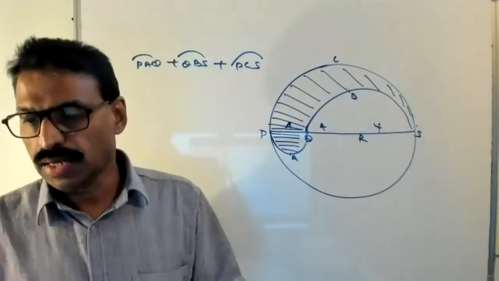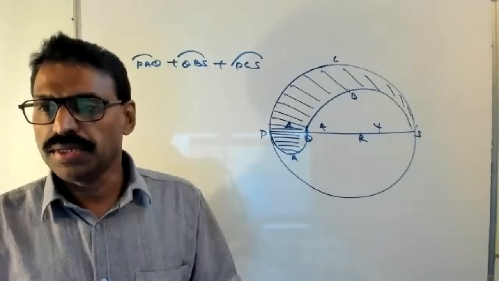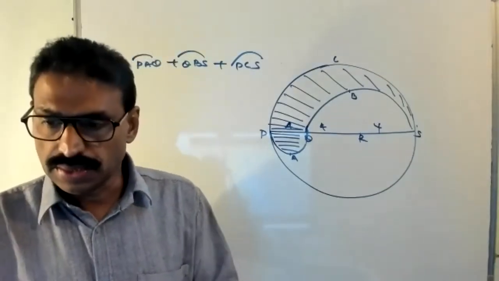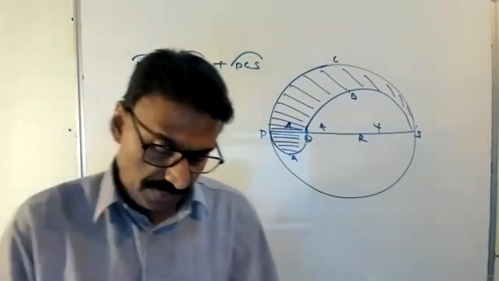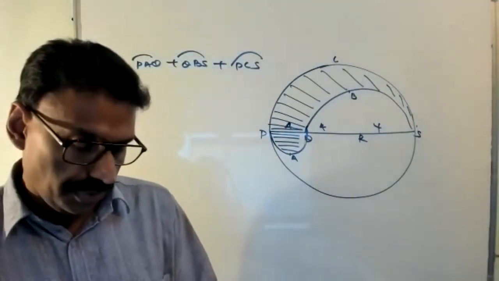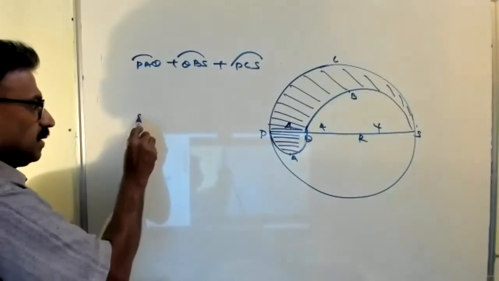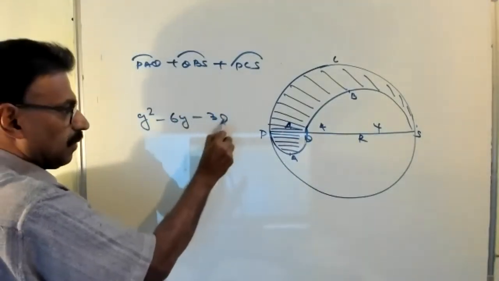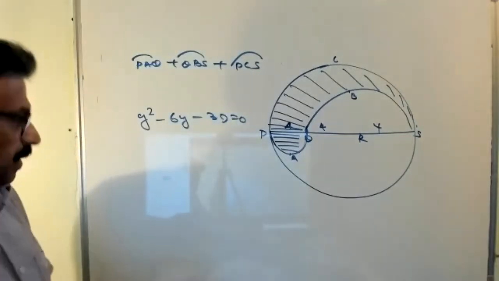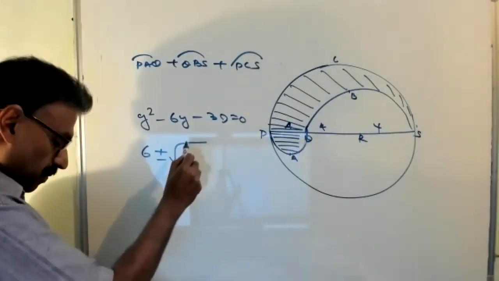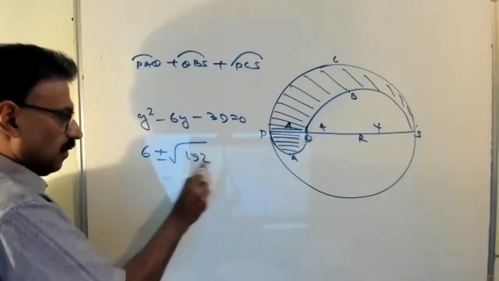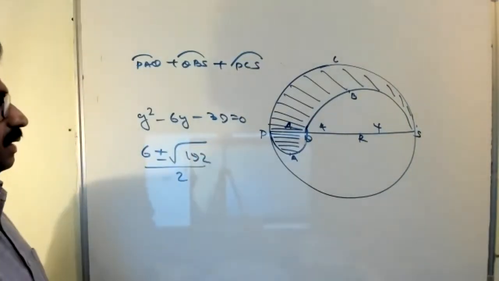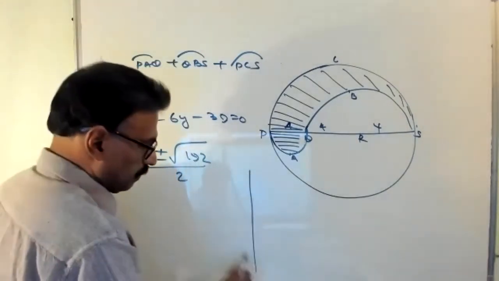Clear now? Yashvi, are you there or not? Listen, your doubt question, the last part I'll explain to you. We got the equation like this: y square minus 6y minus 39 equal to 0. When we solve this one, we'll get 6 plus or minus root of 192 divided by 2.